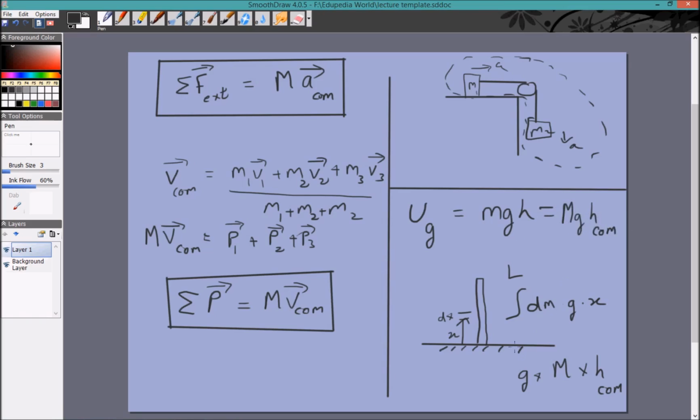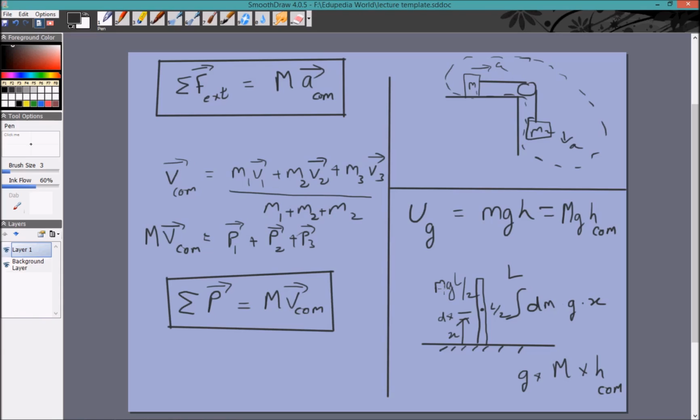So you can try to find this by integration, but I can see directly that if the length of the rod is L, the center of mass is at the center, L by 2. So the gravitational potential energy in this case is mgL by 2. So this is another important result. If we want to find out the gravitational potential energy of an extended object, we can simply find the height of the center of mass, and we can assume that the whole object of mass m is situated at the center of mass.